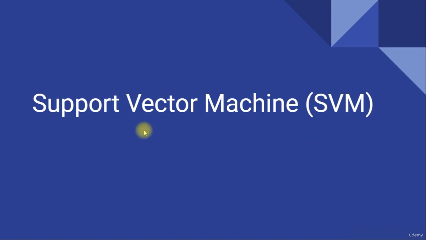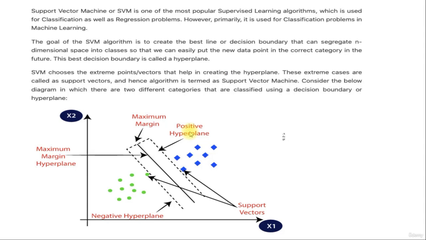And welcome to the video on SVM. SVM stands for Support Vector Machine. SVM, or Support Vector Machine, is one of the most popular supervised machine learning algorithms which is used for classification as well as regression problems. However, primarily it is used for classification problems in machine learning.